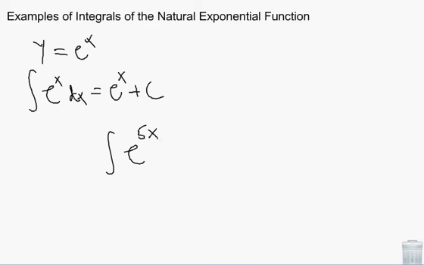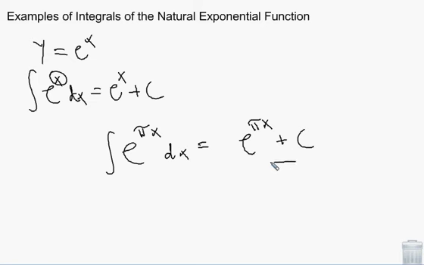I'm going to do something different. Let's do e to the pi x dx. Well, the integral of e to the x, and really when you see that e to the x, that x could be any function. So the derivative of e to a function is e to the function. The derivative of e to the x is e to the x, and the derivative of e to the pi x is e to the pi x.